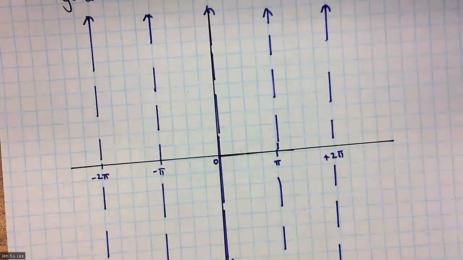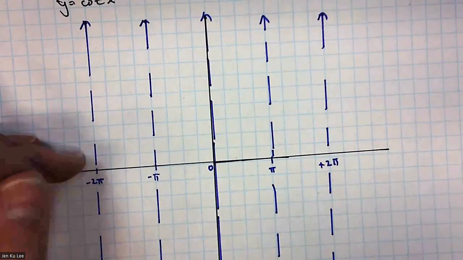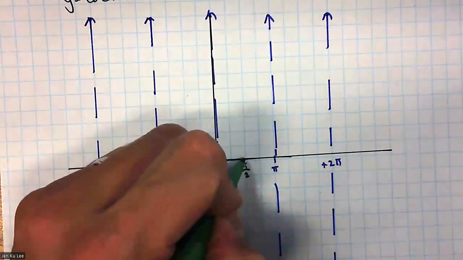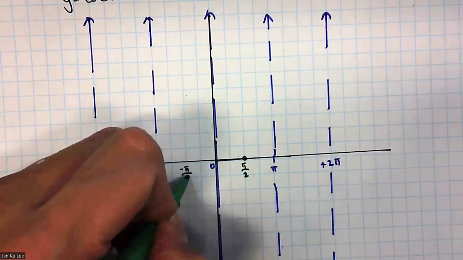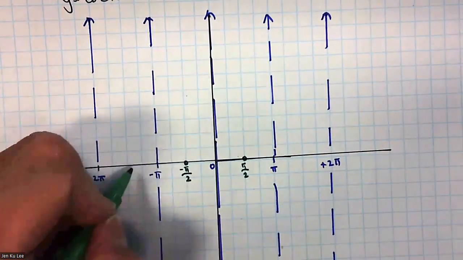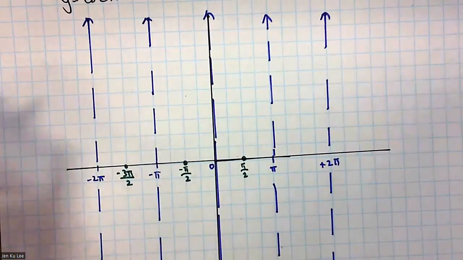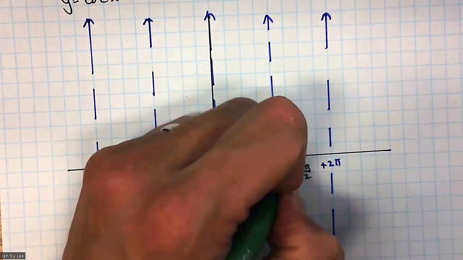Just like tangent, halfway between is going to be my zeros. So from 0 to pi, that's going to be pi over 2. That's a 0. Negative pi over 2, that's a 0. Negative 3 pi over 2, that's a 0. And positive 3 pi over 2, that's a 0.